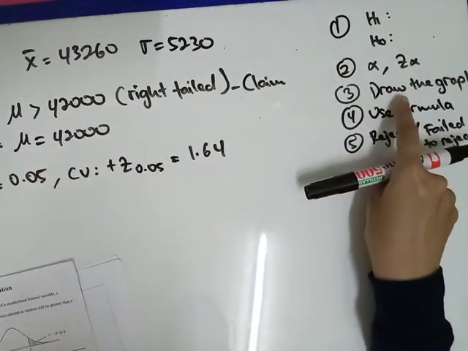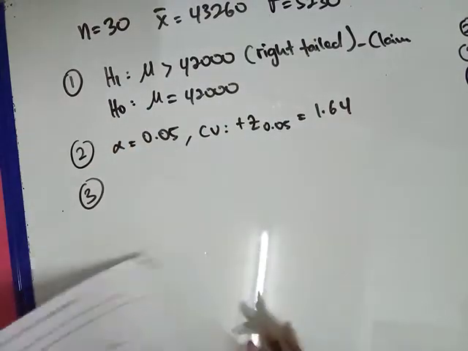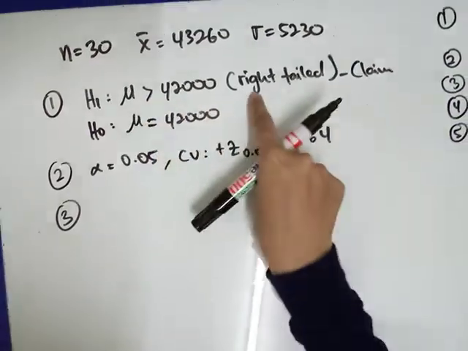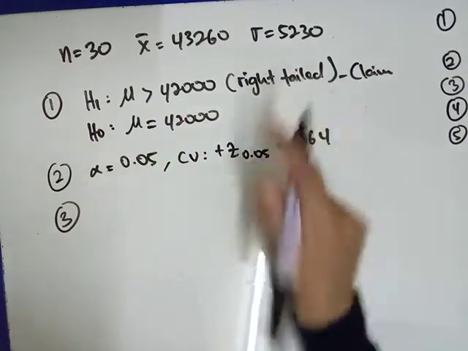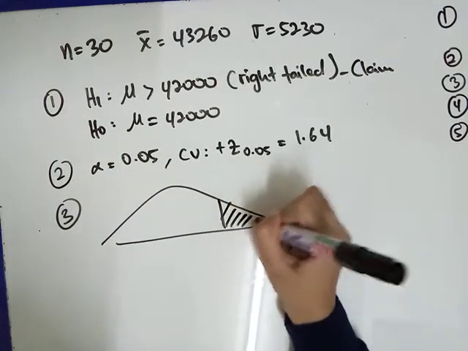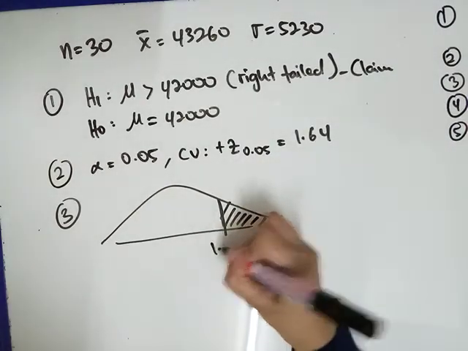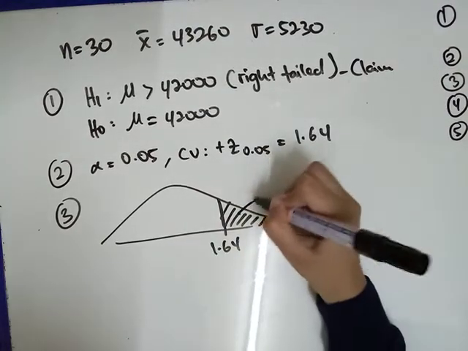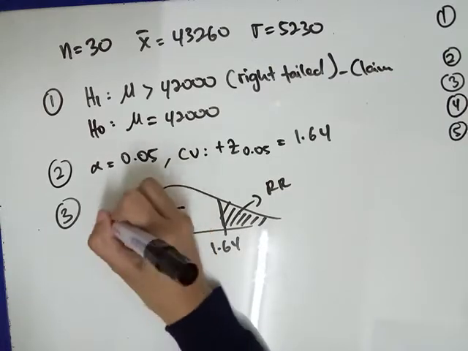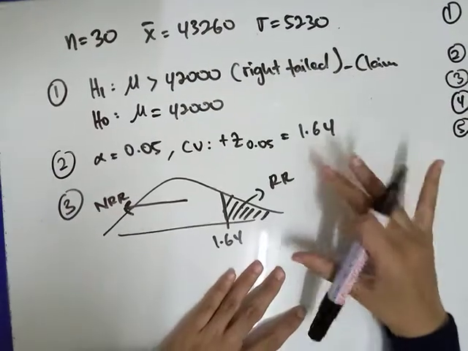Step 3, draw the graph. Okay, nak draw the graph, you have to look at the sign for H1. It is more than, that means we need to test the right tail of the area. So draw the graph on the right tail of the area. So we know that the critical value is 1.64. So this is RR, this is NRR. Statekan macam ni. Okay, we need to state, draw macam ni.